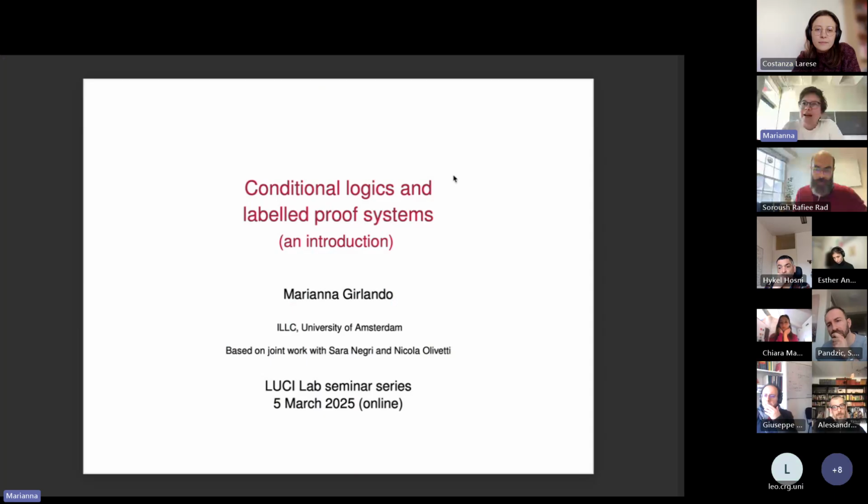Yeah, so today's talk is going to be very introductory. I'm happy to go into a bit more details in the question time or offline at some point. And the idea is I will try to give you an overview of what conditional logics are in a very specific framework. And then how can we construct proof systems for conditional logic? Again, using this labeled formalism, so a specific kind of proof systems for specific kinds of conditional logics.